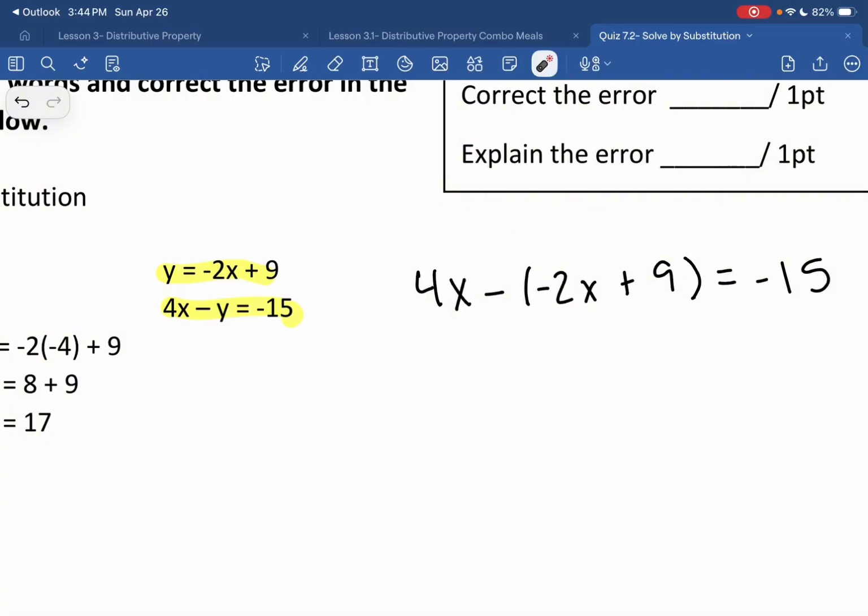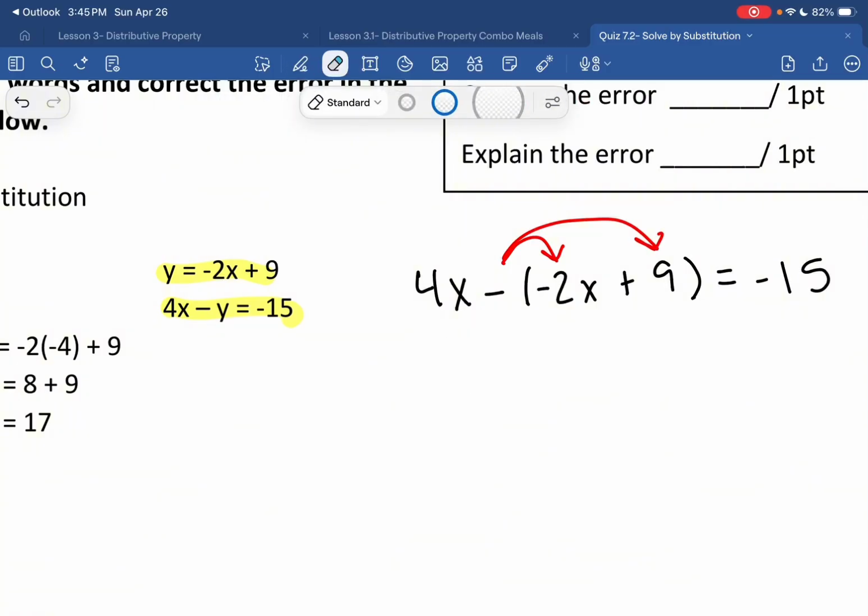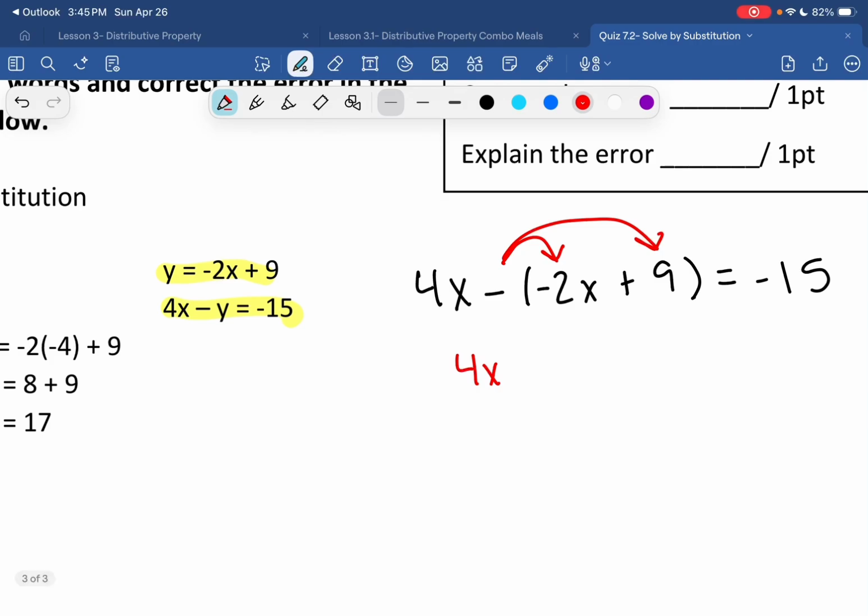Remember when we talked about invisible math, that there is technically an invisible 1, a 1 coefficient in front of a variable. So really there's technically an invisible 1 here, right? So you would distribute negative 1 to all terms inside the parenthesis. So I'm going to distribute, which gives me now 4x. A negative times a negative is a positive, so plus 2x. A negative times a positive is a negative. Minus 9 equals negative 15.